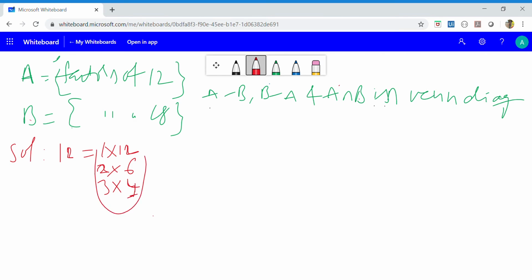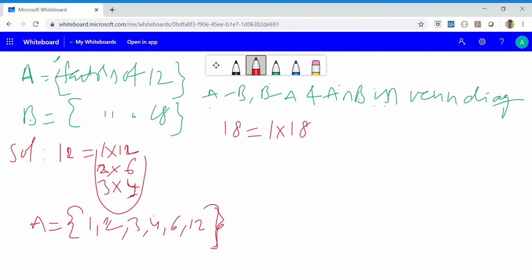All terms you have to take. That is nothing but factors of 12. So 1, 2, 3, 4, 6, 12. If it is a small number, you can write directly, but if it is a big number, then you will miss somewhere. So until you get the repetition, you can go on doing with all the tables. You will get all factors. So for 18, 1 18s, 2 9s, 3 6s, 4 doesn't go, 5 doesn't go, 6 is there already. So no more factors. So set B is equal to 1, 2, 3, 6, 9, 18.